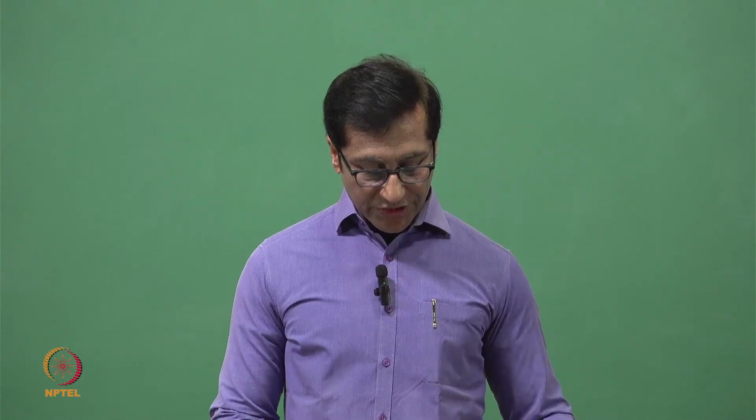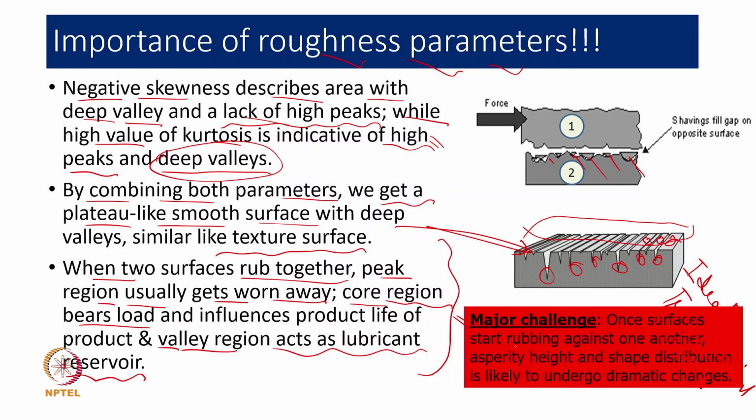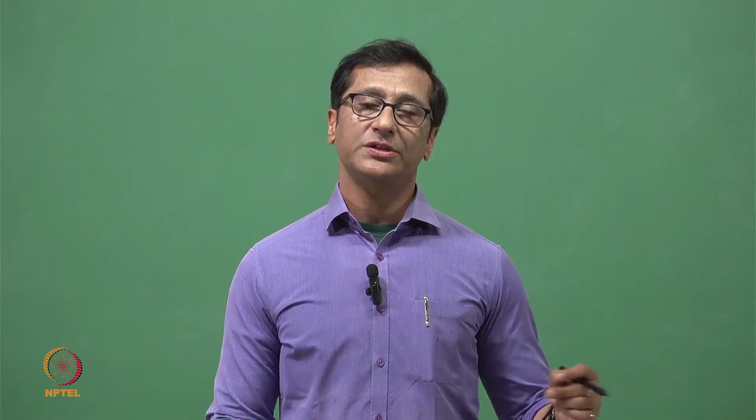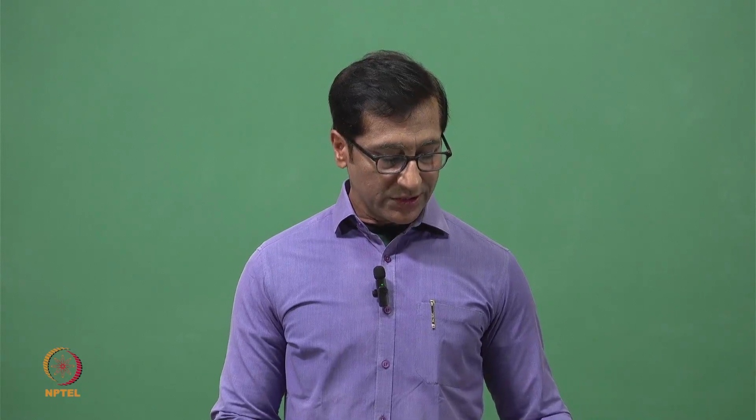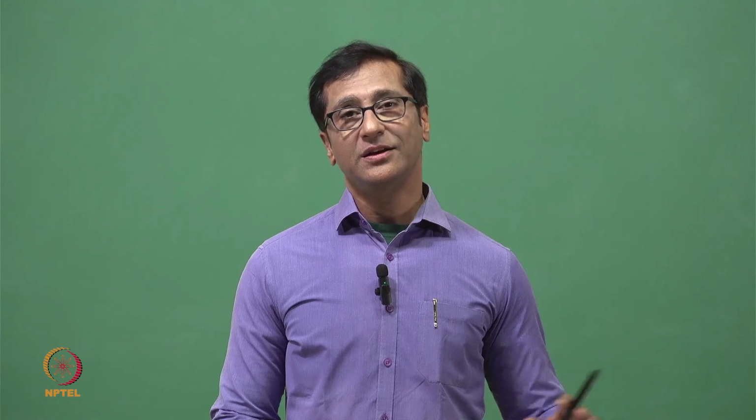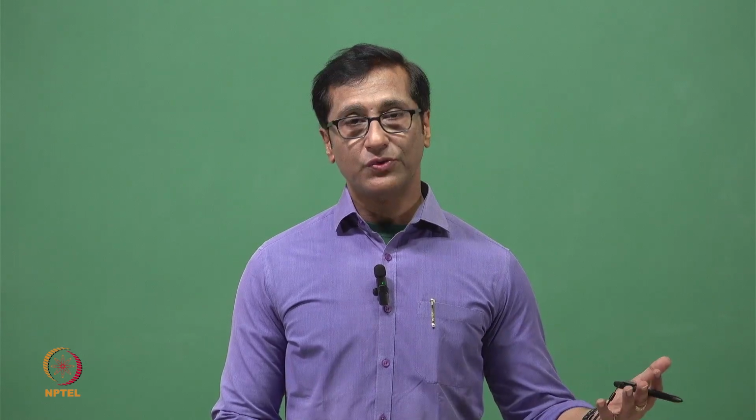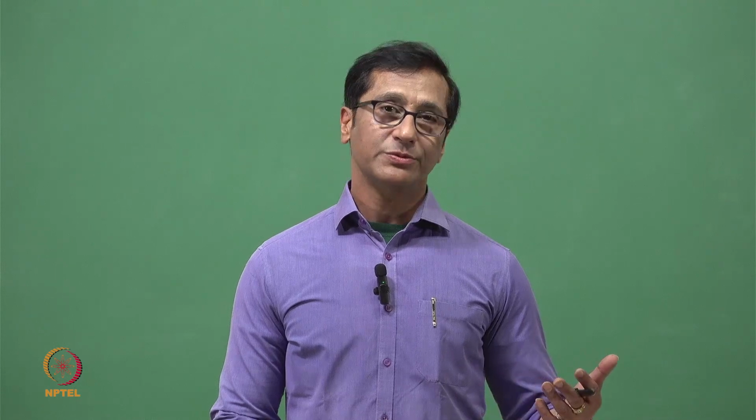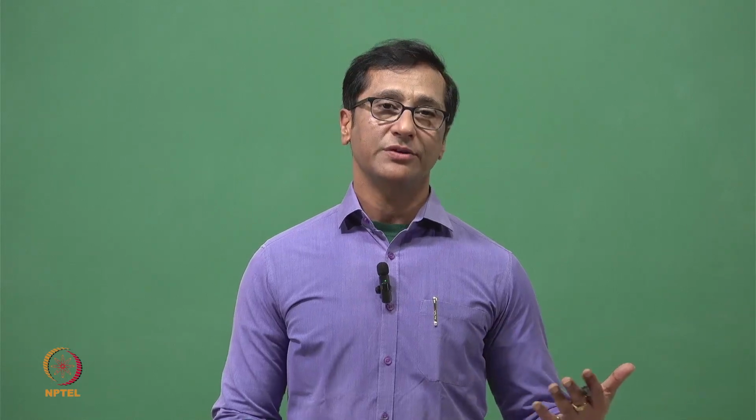However, major challenges are there. Once the surface starts rubbing against another surface, the asperity height and shape distribution will change. It's likely to go through dramatic changes. That means we need some sort of computer model, or computational algorithm, which can really simulate all this behavior. What is the initial surface roughness or surface profile? After a few cycles, what will the surface profile be? We want to simulate the running-in behavior and then design completely from that angle.